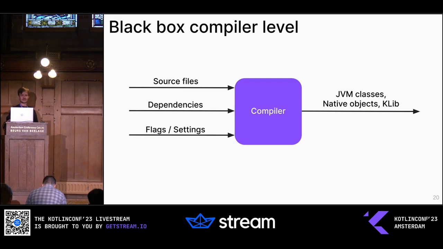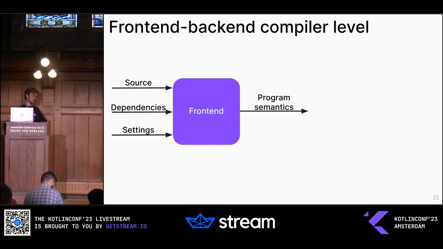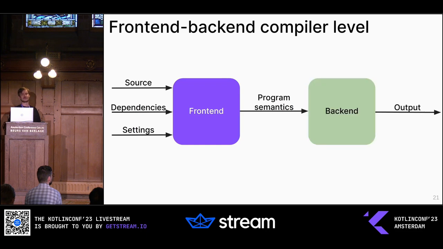Well, let's go one level lower. At one level lower, we can split the compiler into the front end and the back end. These are the common names we use in our regular work. The main task of the compiler front end is to extract the program semantics, and not only to extract, but also to store it in some way. Then, when program semantics is known, the back end can start its work and produce compiler output.